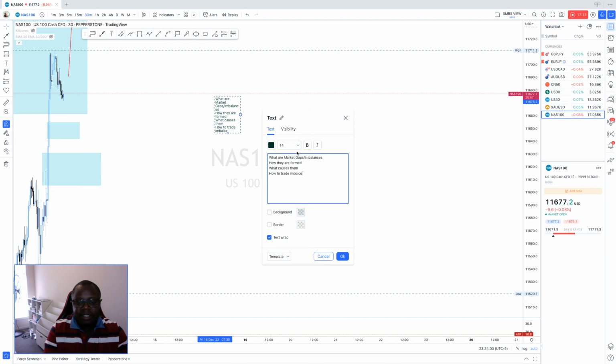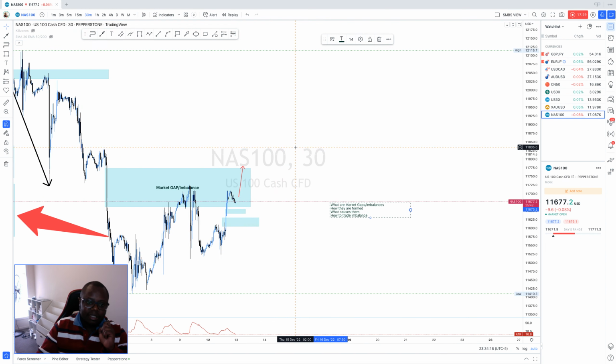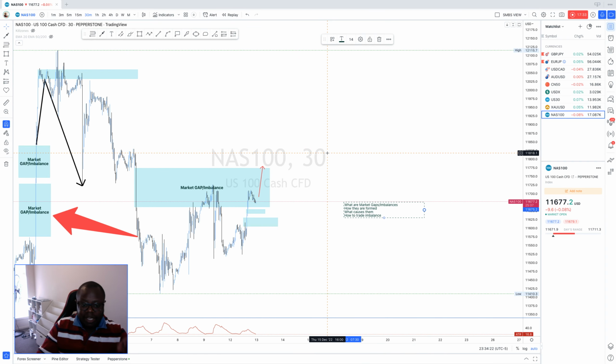And number four, how to trade imbalances. But for number four, I'll do another video to get into in-depth detail on how you can use the trade imbalance as a strategy. As for me, I don't use it as a strategy. I use trade imbalances as my confirmation on where the money is, or where the market makers have left the money.